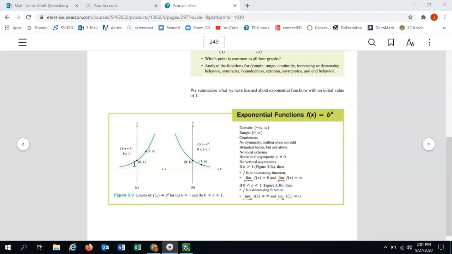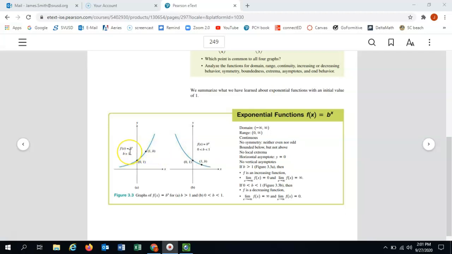So it doesn't matter if you're looking at a decay graph or a growth graph, if you plug in a 0 for x, right, anything to the 0 power is 1. So all these graphs should pass through 0, 1, as far as the parent function goes. So whenever we start comparing to the parent function, that's one of the main values we always want to consider: what would happen to that point. And then the other one that we would probably consider next would be, well, if I plug in a 1 for x, then my y value is just going to be my base, right?